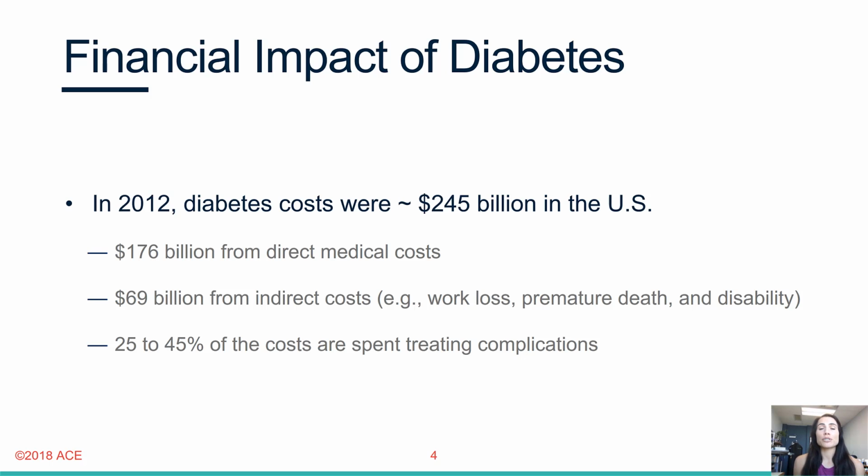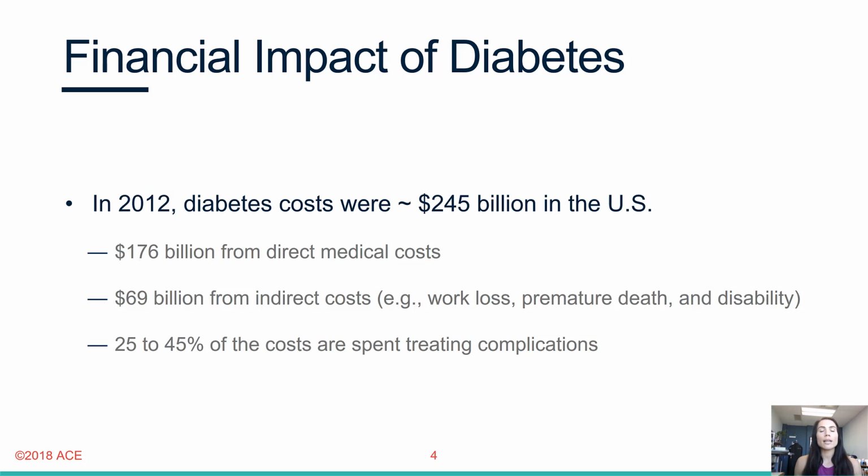So we know that there's also a large financial impact of diabetes, just like there is with any other chronic disease. In 2012, diabetes costs were about $245 billion in the US alone. This is comprised of $176 billion from direct medical costs and $69 billion from indirect costs, so things like premature death, work loss, and disability. And 25 to 45% of those costs are spent treating complications. So it's not just diabetes itself, but complications related to diabetes.